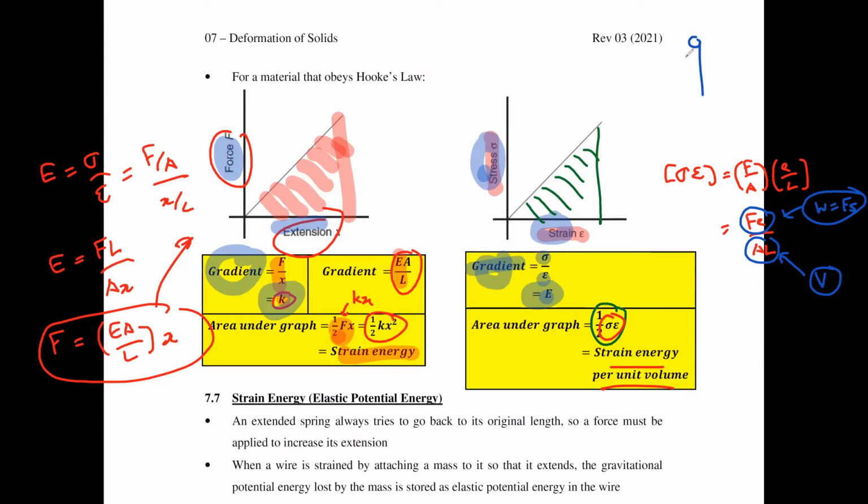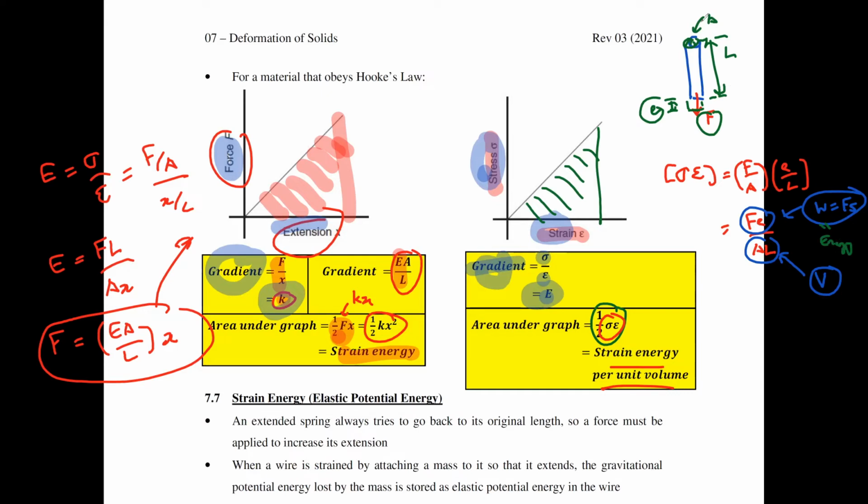Because let's say I have a wire, and I apply a force F, which in turn causes the wire to extend by a certain amount E, with the original length L and the cross-sectional area A. F times E represents the amount of work done to deform the material. E is the displacement, F is the applied force, so it has the unit of work, which in turn is equal to energy.